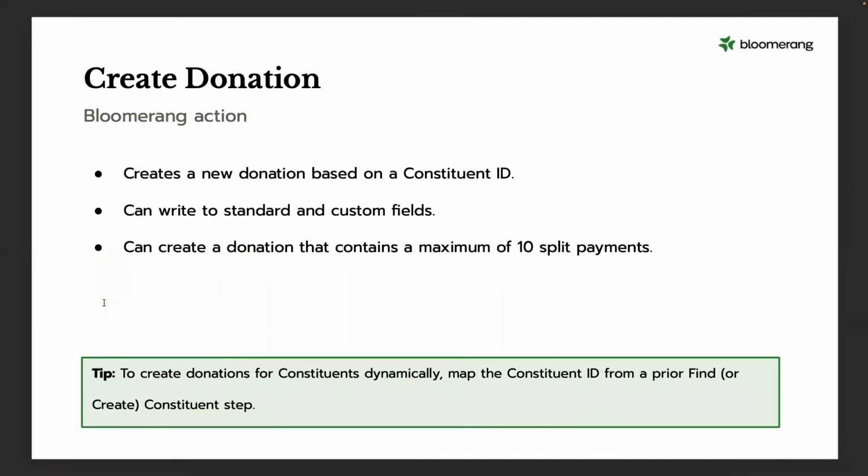So the create donation action is going to create a new donation. Similar to the constituent actions, we can write to standard or custom fields, and we can create a donation that contains a maximum of up to 10 splits. Now, we're not going to talk too much about split payments. That's something we'll talk about in the 201 webinar. So if that is of interest to you, I recommend registering for that webinar on the 27th.